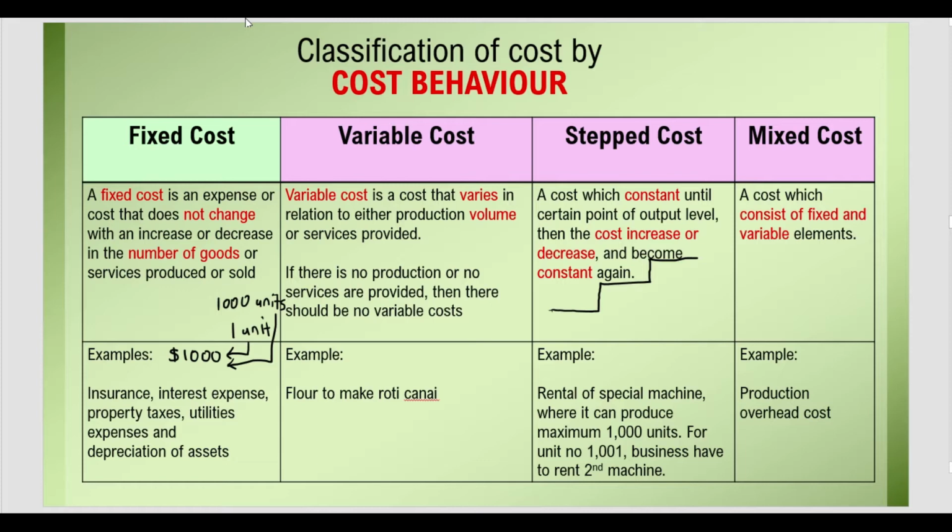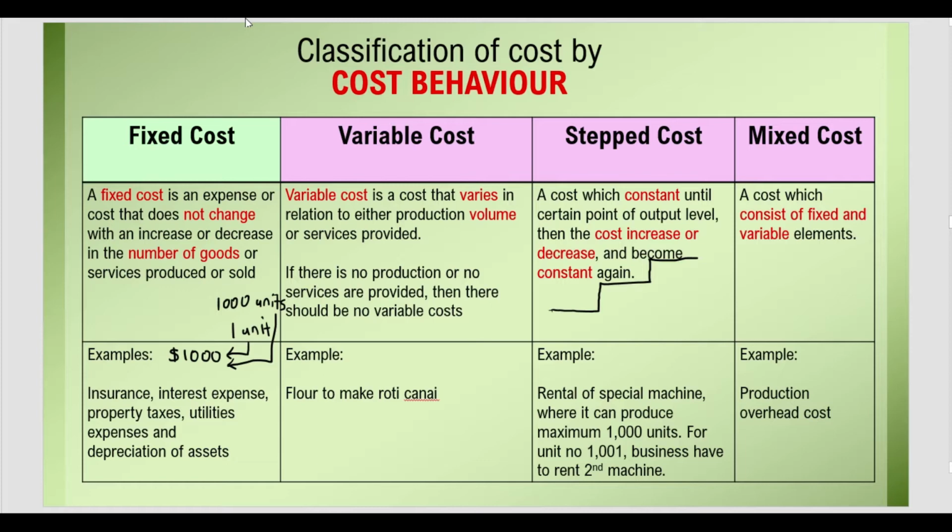Second, variable cost. Variable cost is a cost that varies in relation to either production volume or services provided. So, if there is no production, it means no variable costs will be incurred. For example, you're producing 1 piece of roti canai. The ingredient to make 1 piece of roti canai is about, let's say, 20 cents.